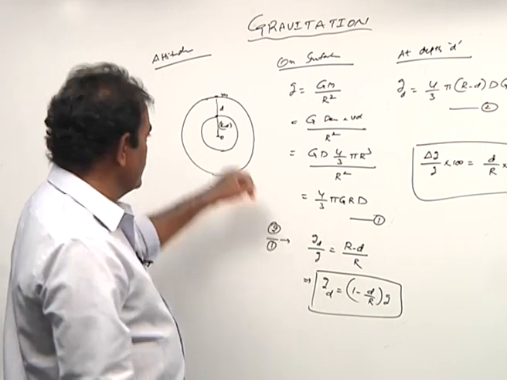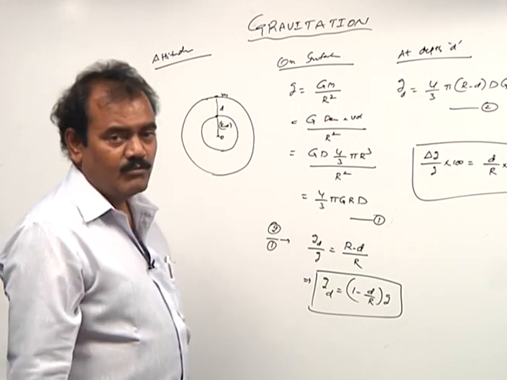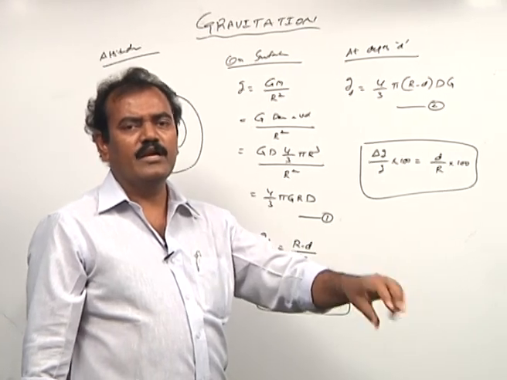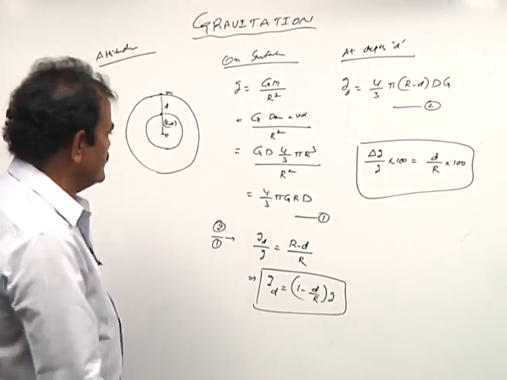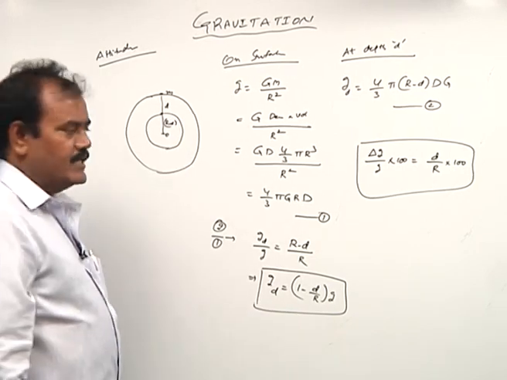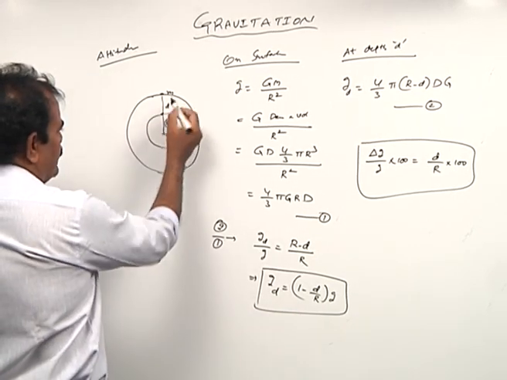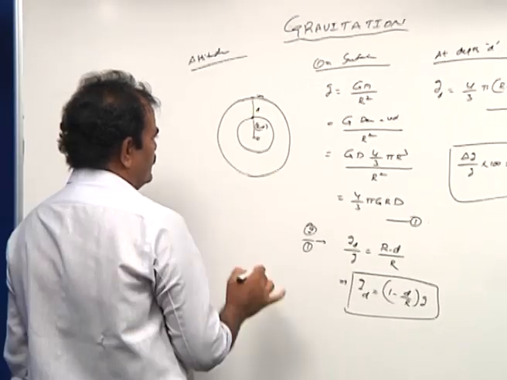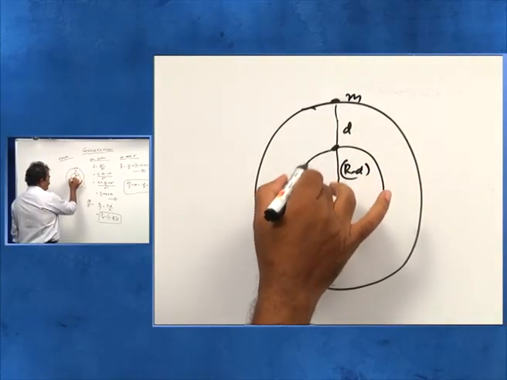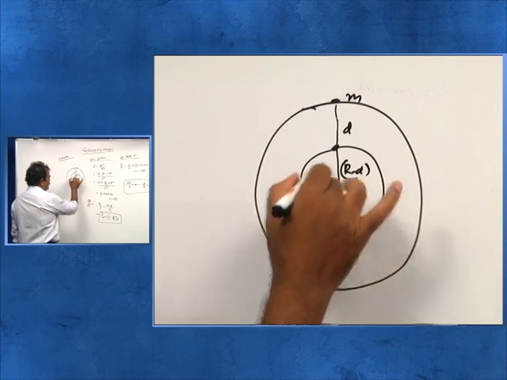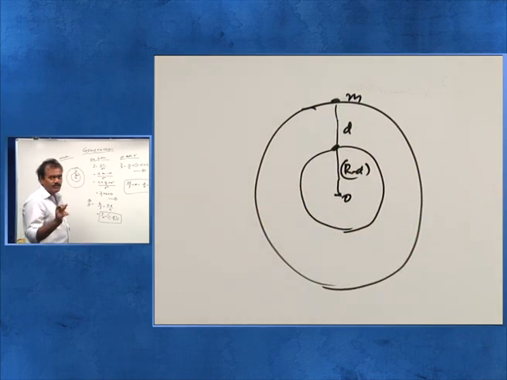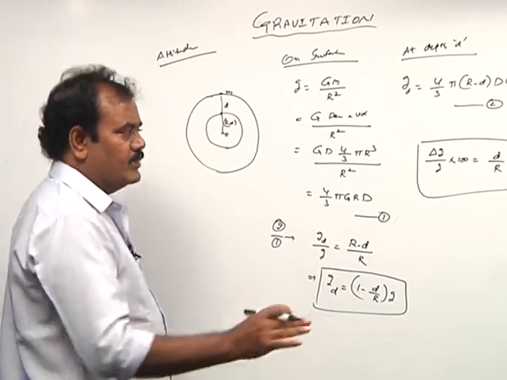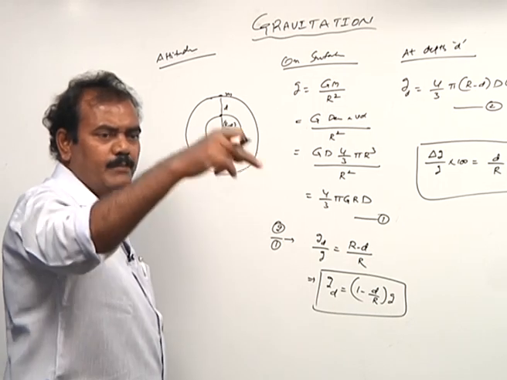In this case, when your body is going deeper into the earth, the mass of the earth may not change, but the effective mass of the earth which is attracting that body will continuously change. Suppose the body is taken to this position, only this part of the earth will attract that body. Similarly, if it is taken to this position, only this part of the earth will attract that body. So the effective mass of the earth doesn't change at all, but the effective mass of the earth which attracts that body will continuously change when the body is going deeper into the earth.